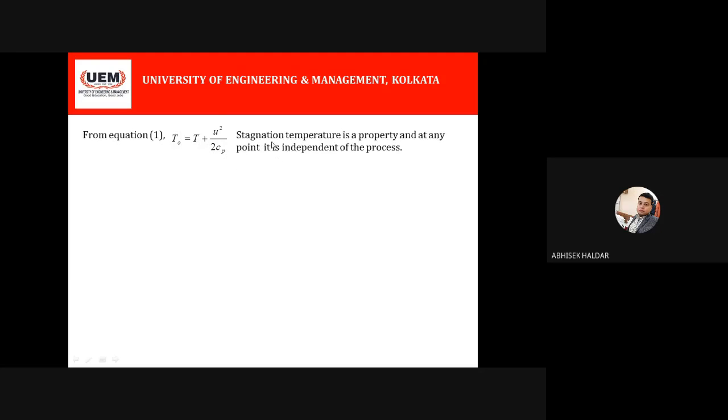So this is basically the expression of stagnation temperature, which is a property. It is independent of the process, because Cp is a constant, and this is the temperature and the velocity, nothing else. So whatever the process I have, the expression of T0 will obviously be like this. So this is my expression of the stagnation temperature: T0 is equal to T plus U square by 2Cp.